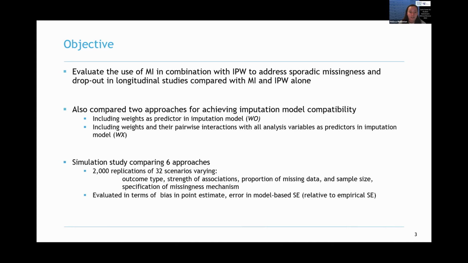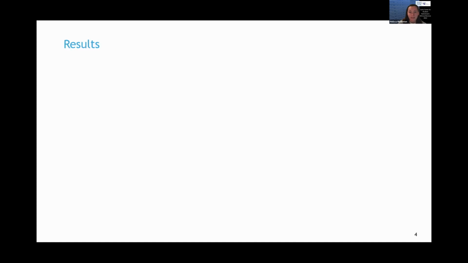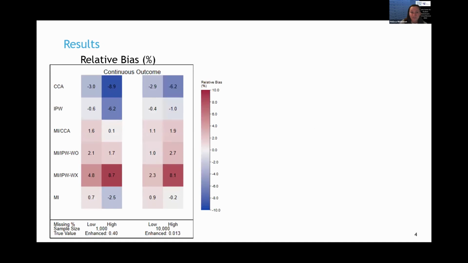Now, to evaluate our approaches, we conducted a simulation study, which involved running 2,000 replications of 32 scenarios where the data was drawn from known distributions. And we obtained these 32 scenarios by varying a number of factors that I've listed on the slide. And each of the approaches were evaluated in terms of the bias of the point estimate, as well as the error in the model-based standard error relative to the empirical standard error. Now, for the results, I'm only going to focus on 4 scenarios due to time. But here we have the relative bias in the point estimate shown as a percentage of the true value.